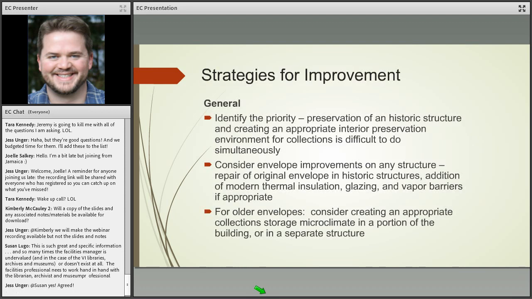Let's see here. So, final thoughts. I tell you what, I'm just going to kind of lead these here. And Jess, do you want to jump in and kind of get me going on a couple of questions here for 10-15 minutes or so?